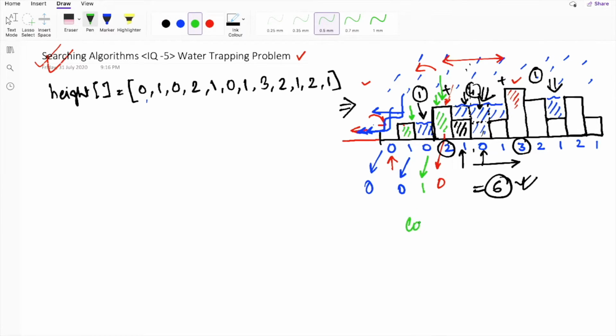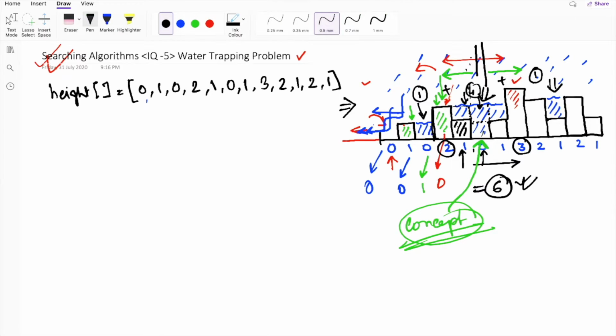So if you notice, the main concept of solving this problem is that, for calculating the water holding capacity of a particular block, first we are calculating the highest rising block on the left side and then we are calculating the highest rising block on the right side. So if you consider this block as our starting point, first we have to see what is the maximum height of the block that is present on the left side of this block. Over here you can see the maximum height of the block on the left side of this block is 2.